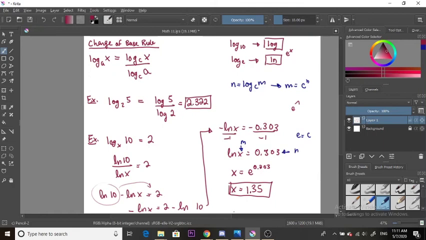And that is how you use the change of base rule with a little snippet of using this property as well.